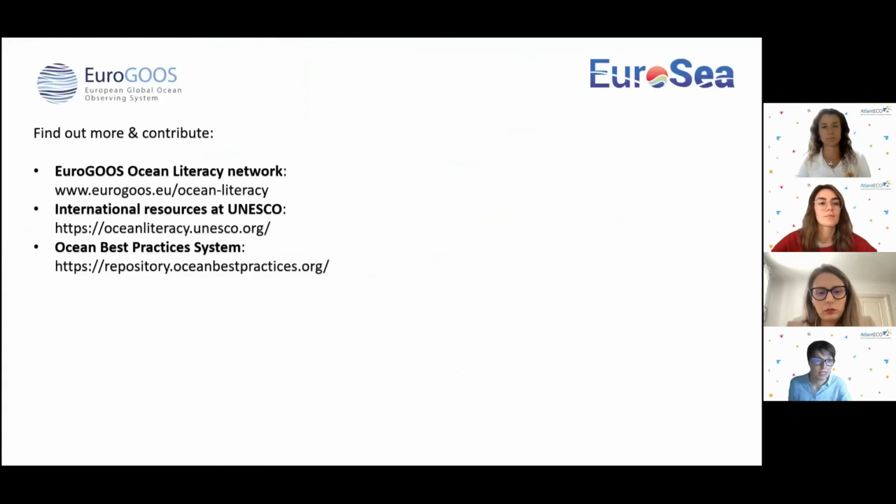So this is my last slide, just to tell you where you can find this brief and also some details of our work on ocean literacy in this oceanographic community in Europe, let's call it like that, both for EuroGOOS and EuroSea. Also, this policy brief is available at the resource library of UNESCO in the Ocean Literacy portal, and of course, many more things are there as well. And the Ocean Best Practices System, again, by IOC.